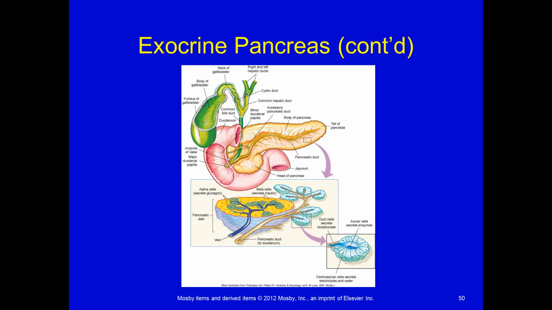And again, this just shows you the structure of the pancreas, that it lies right underneath the stomach, because the stomach would be up here, but it lies right in the fold essentially of the duodenum, and it empties through the major duodenal papilla right here into the duodenum to aid in digestion.